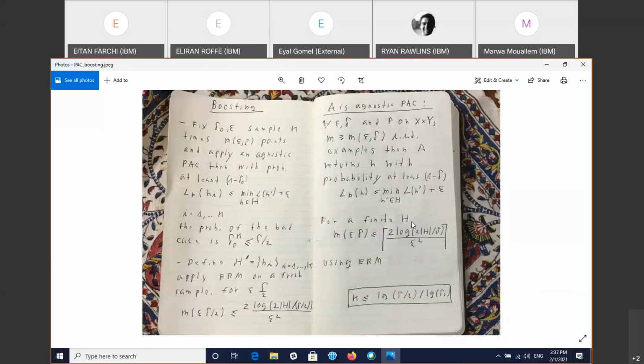So what I want to do now is give you an example of all of this. Any questions or comments up to now?